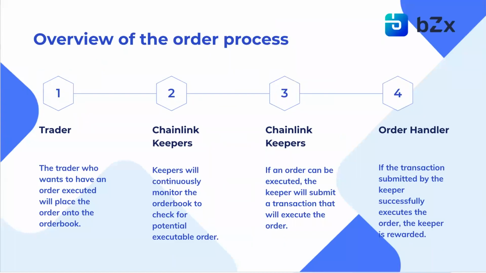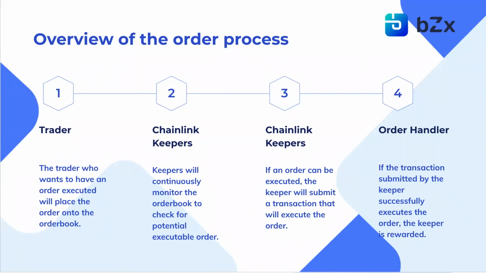So let's now go over the overview of the order process. The first step of the order process is a trader places a trade on the order book. This trader is anyone who wants an order executed, so they will just place it on the order book. The next step is Chainlink Keepers will continuously monitor the order book to check for potential executable orders. So it'll run through the whole order book state, as we saw in the previous slide.